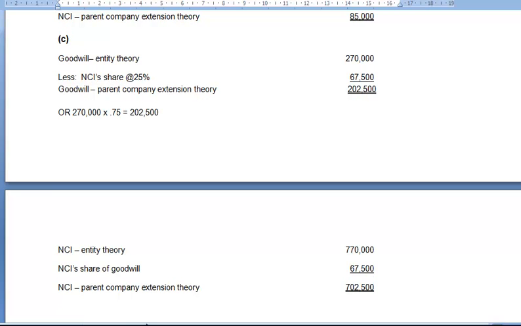So in essence, if you wanted to think of it a different way, again, don't forget NCI is not picking up its 25% of this goodwill. So again, if we're not picking it up in the calculation of goodwill, under the entity theory, this $770,000 did include goodwill. NCI does not get allocated its share, so NCI under the parent company extension theory is only $702,500.